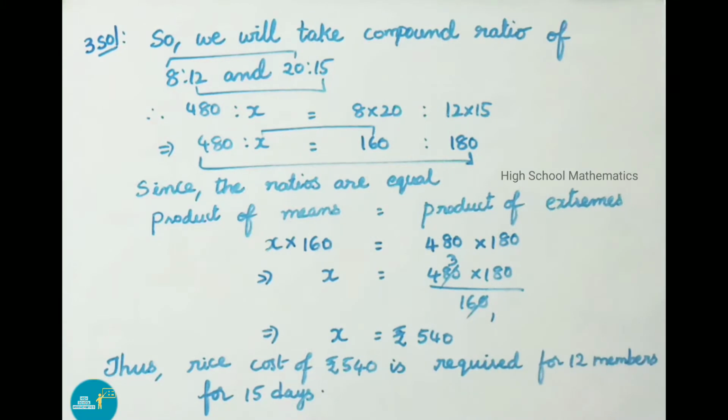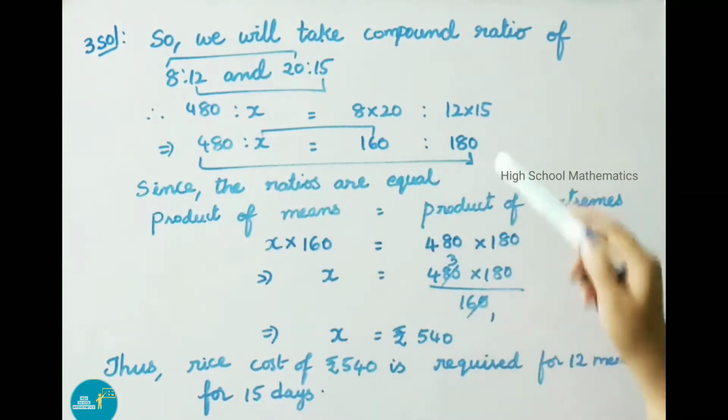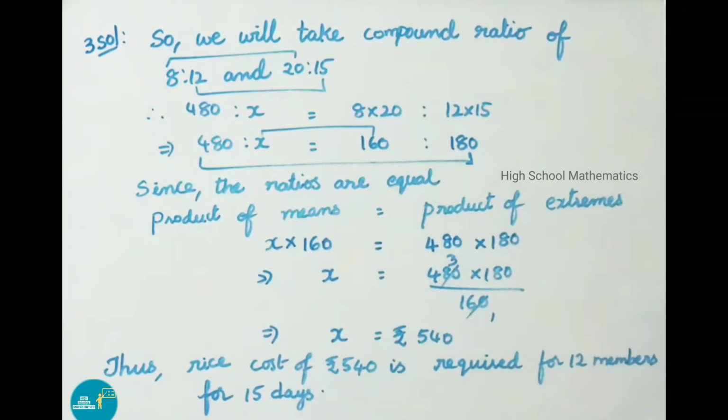Since the ratios are equal, product of means is equal to product of extremes. x into 160 is equal to 480 into 180. That implies x is equal to 480 into 180 by 160. 160 ones are 160, 160 3s are 480. That implies x equals, multiply numerators, 180 into 3, that is 540. Therefore, x value is 540 rupees. Thus, rice cost of 540 rupees is required for 12 members for 15 days.